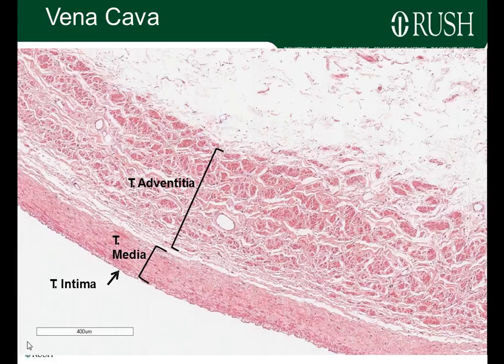So here is an actual image of the vena cava at low magnification, and although at this magnification you can't really see any of the features of the tunica intima, you can see how large and thick that tunica adventitia is.